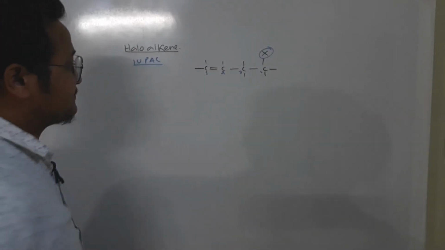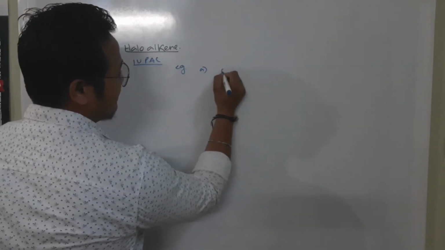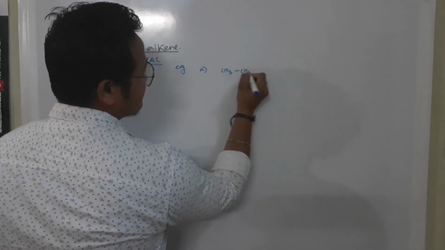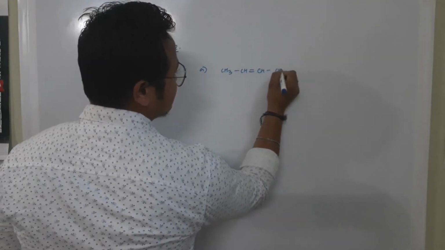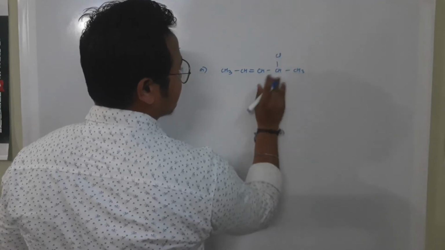So let's have an example and then it will be clear, right? Say, if I'm having this compound, CH3, CH double bond CH, CH, then say Cl.